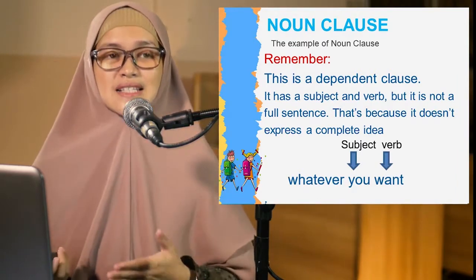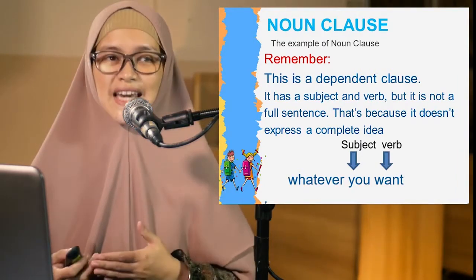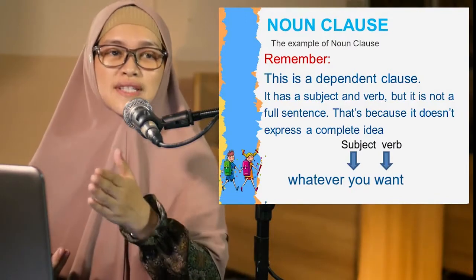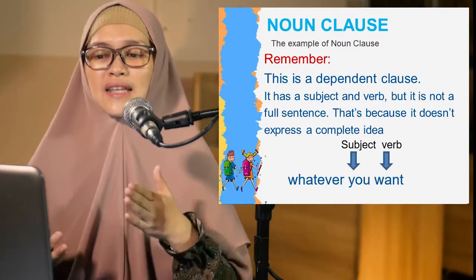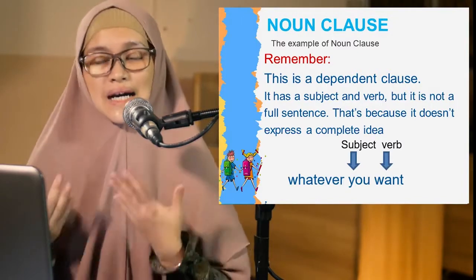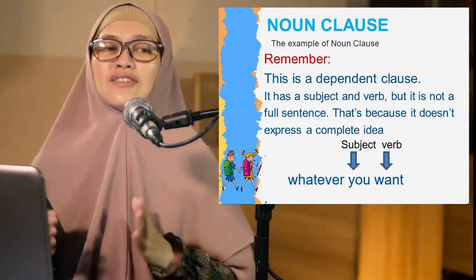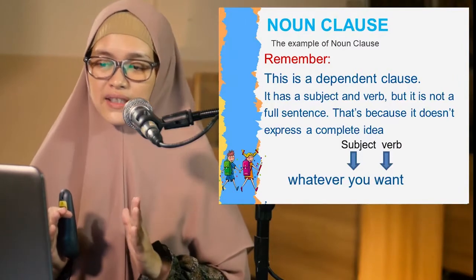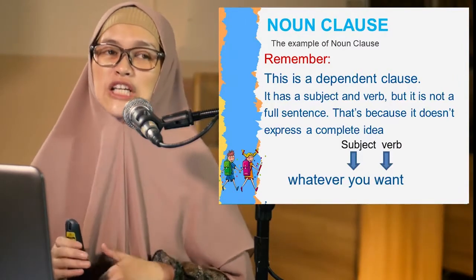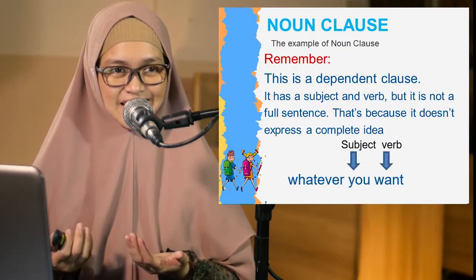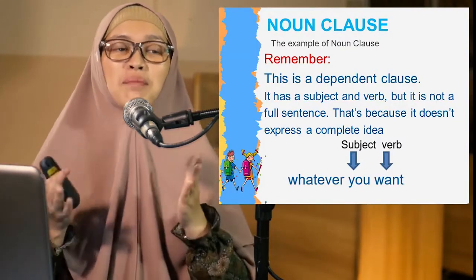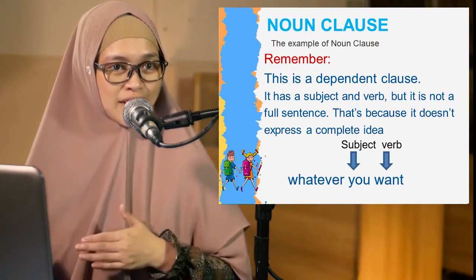It has a subject and a verb. Yes, "you" is the subject, and the verb is "want". It has a subject and a verb, but it is not a full sentence, because it doesn't express a complete idea. Okay? It could be a dependent clause or an independent one.